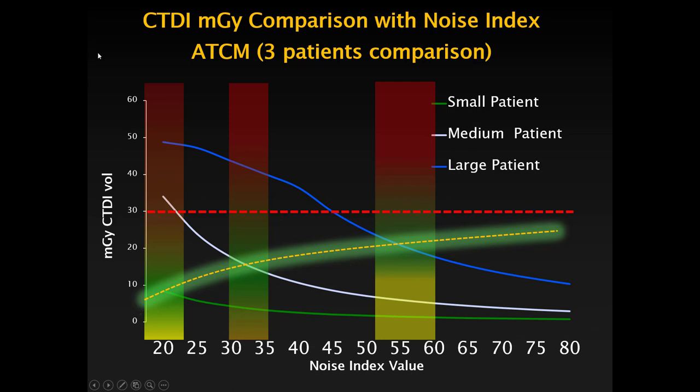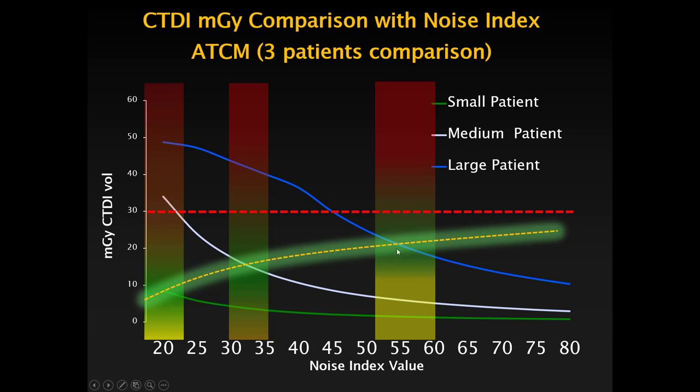And so here we have CTDI on the vertical axis, noise index on the horizontal axis. I have my 3 patients, small, medium, and large in blue, and then my exposure setting that I'm trying to achieve, my size-specific exposure target, which is my goal. So for my small patient, if I was to use a noise index of 20, I would have gotten 10 milligray. That's perfect. If I use that 20 on my average-sized patient, I would have failed accreditation. My large patient, definitely failed accreditation, way above threshold.